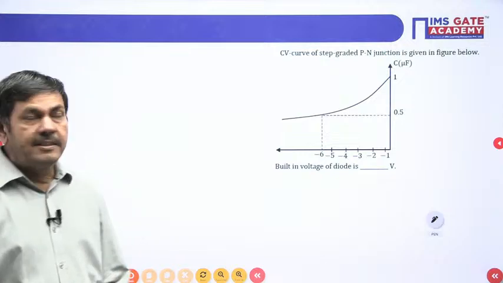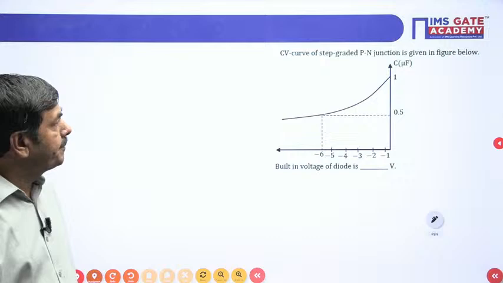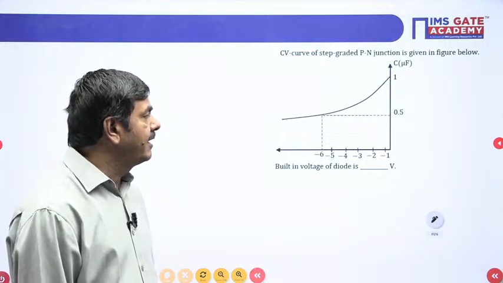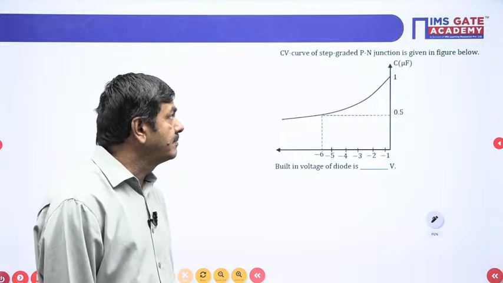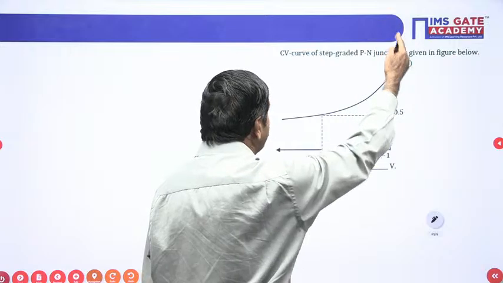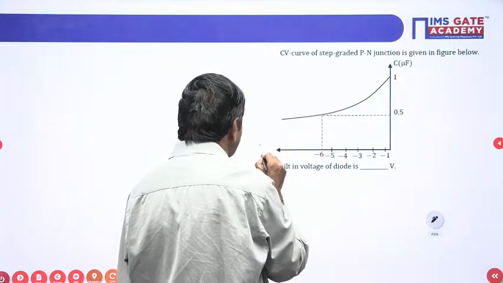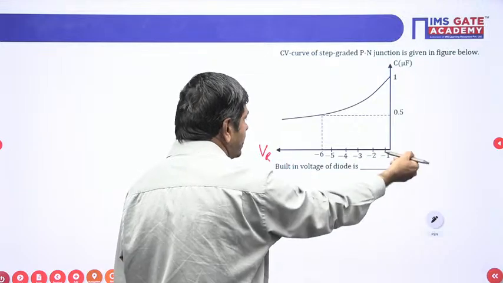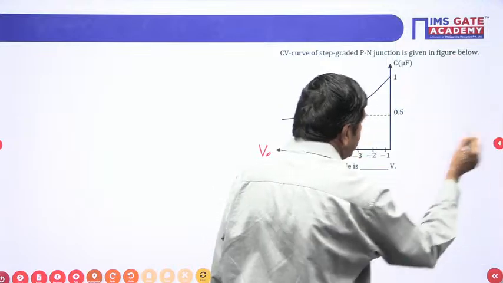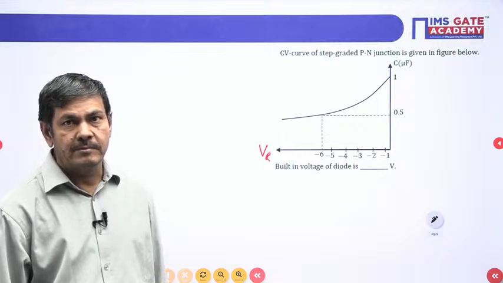What is given in this particular problem? The CV curve of a step graded PN junction is given in the figure below. The built-in voltage of the diode is dash volts. The CV curve means the capacitance of the capacitor in microfarads versus voltage. This voltage is the reverse voltage only. Negative values are given. Reverse voltage is given to the PN junction diode.